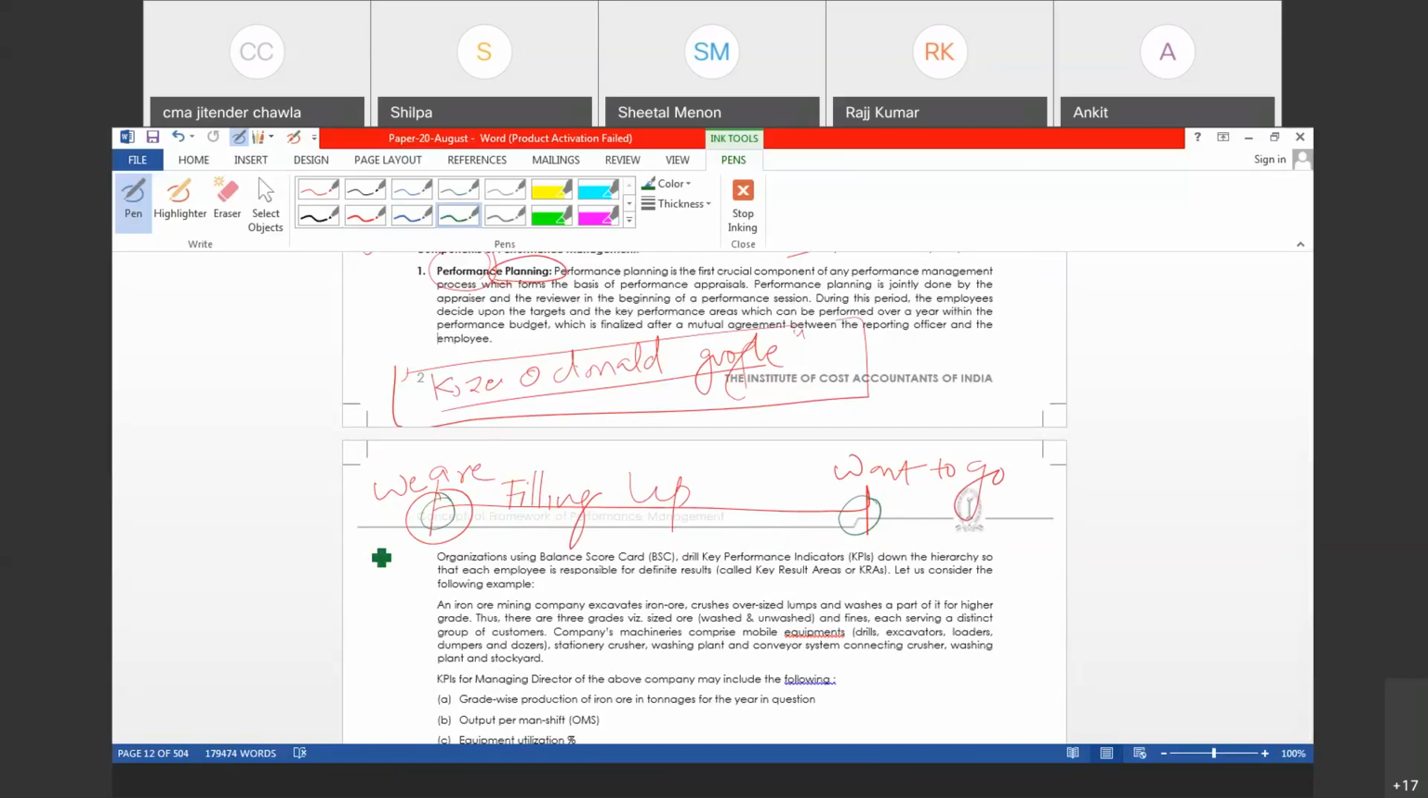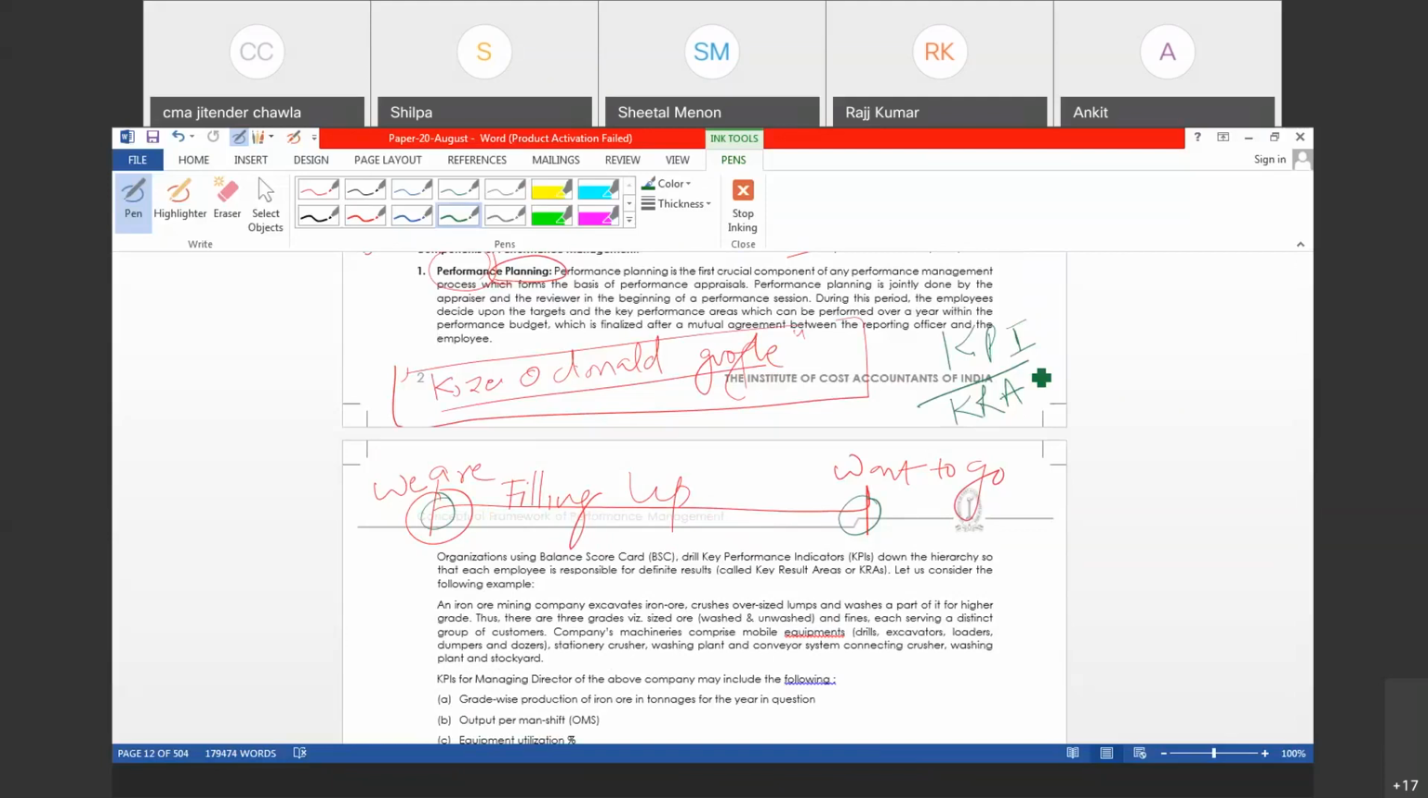Meaning thereby, it is the very first step. At the beginning of any event, you have to start with planning. When you use planning, you have to drill down to KPI or KRA. What do you mean by KPI or KRA? When I became a CMA, I had an interview in ITC company. In the interview, they asked me, do you know our KPI? Sir, yes, I know your KPI. What do you mean by KPI first? These are the key performance indicators or key result areas.